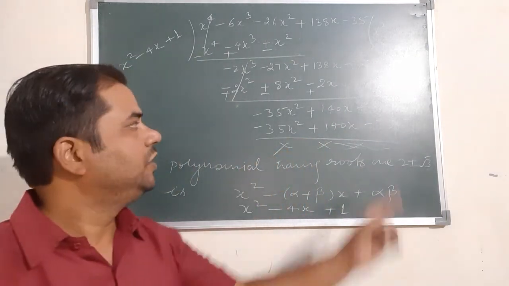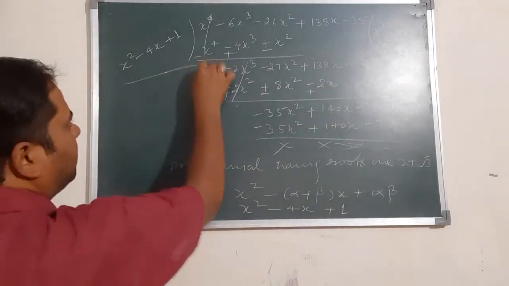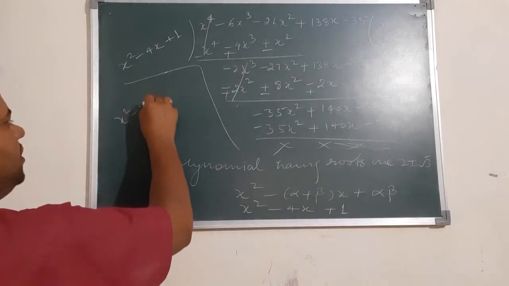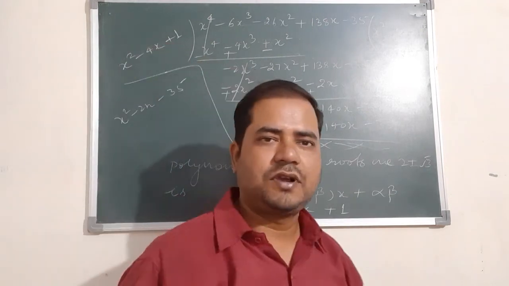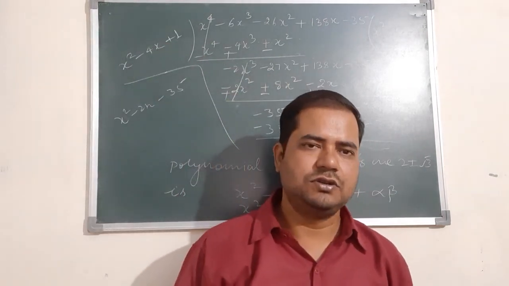Okay, now factorize x square minus 2x minus 35. You will get the other zeros, so you can factorize and get the other zeros.